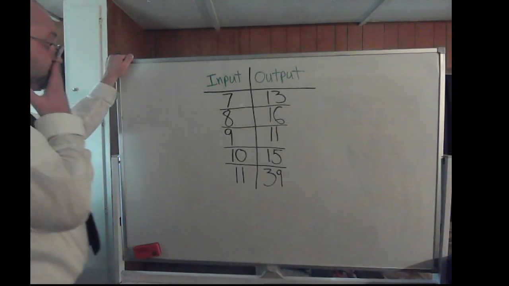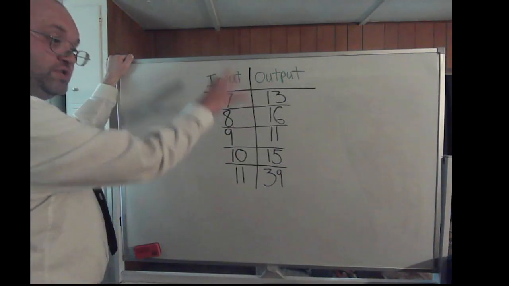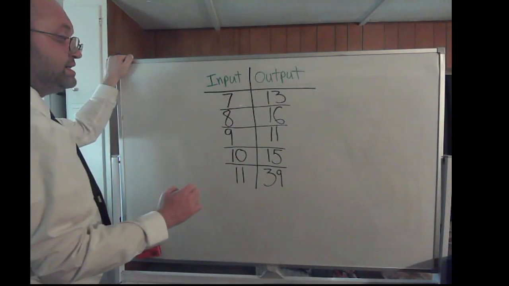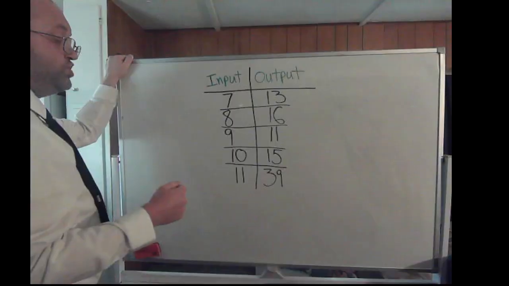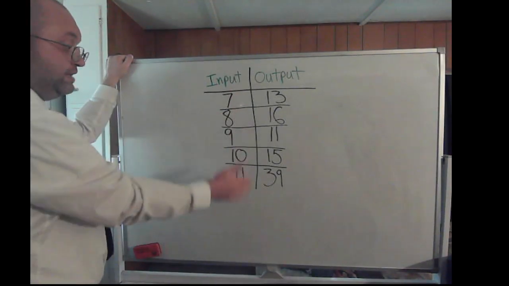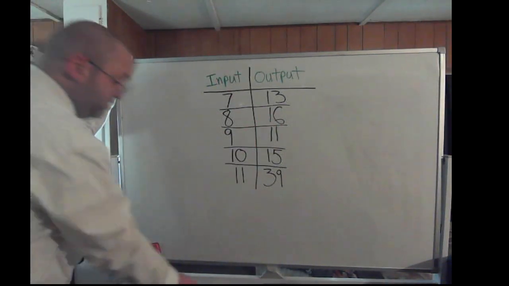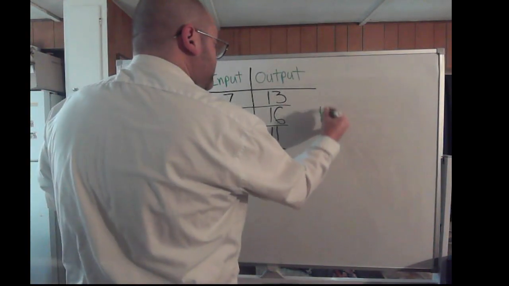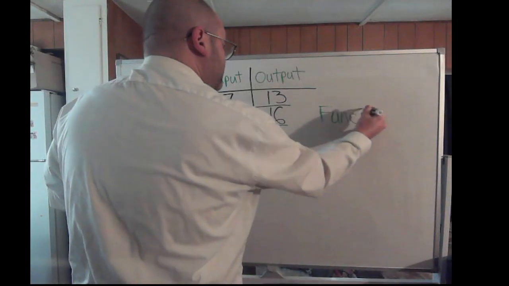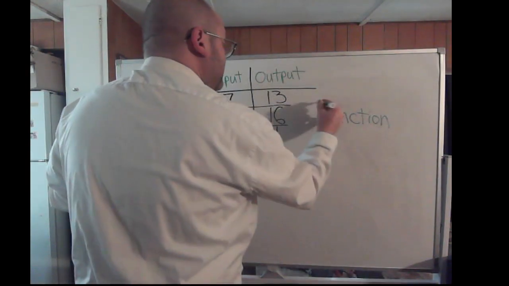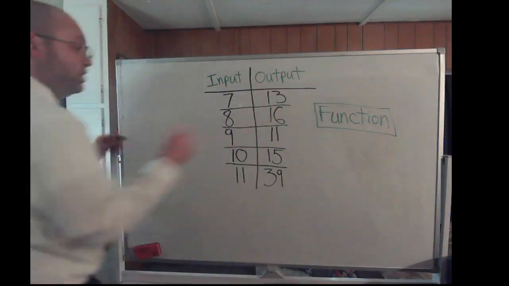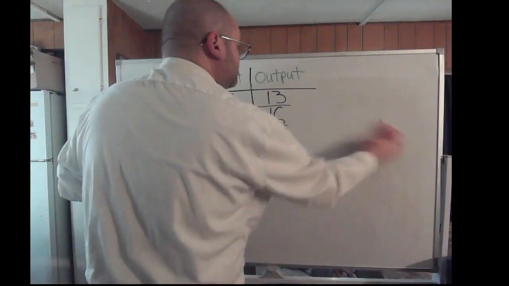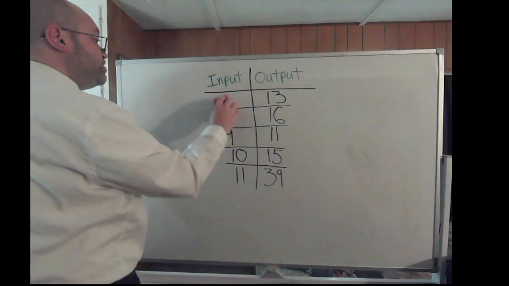So, something to check for whenever you're dealing with tables of numbers or a chart of numbers, do any of these input values repeat? If so, it's not a function. If it doesn't repeat, like in this one, you have a function. So, this totally is a function. We actually do have an example of a function here because each input has exactly one and only one output. Okay, now let's change it up a little bit here.